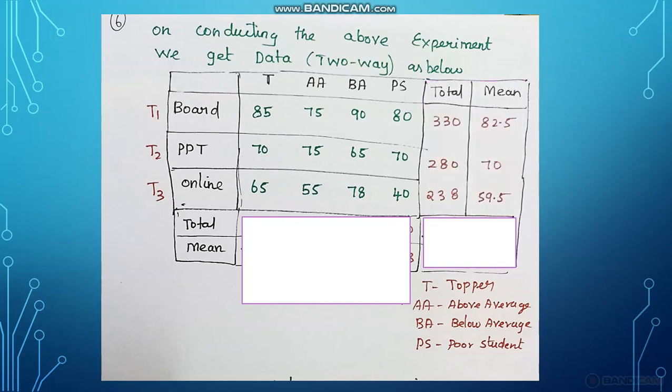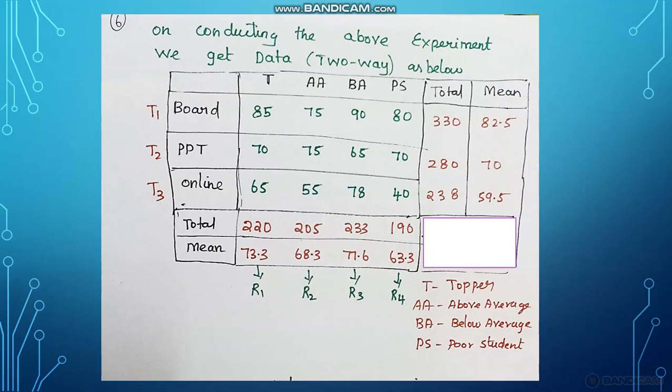The first step is to find the treatment total: 85 plus 75 plus 90 plus 80 is 330, and 330 divided by 4 gives 82.5. This is the treatment mean. 280 divided by 4 will give 70. Similarly 238 divided by 4 will give 59.5. So these are the treatment means.